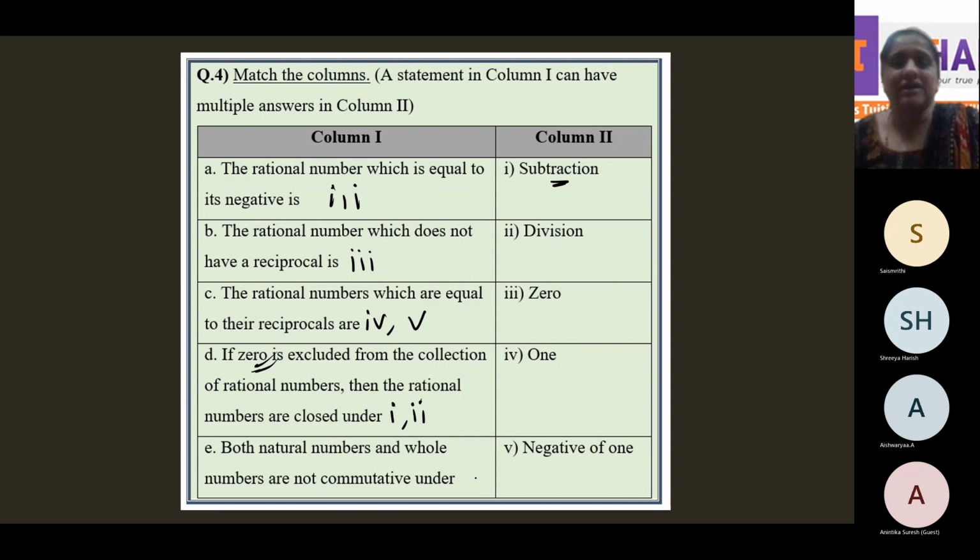Because when A and B are two natural numbers, like say 5 and 4, 5 minus 4 is not the same as 4 minus 5. And 5 by 4 is not the same as 4 by 5. So for the last one, it is subtraction and division also. Division also will not be true. A by B is not the same as B by A. The answers will be different.